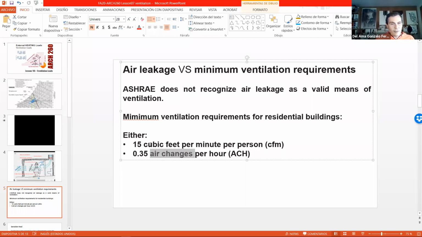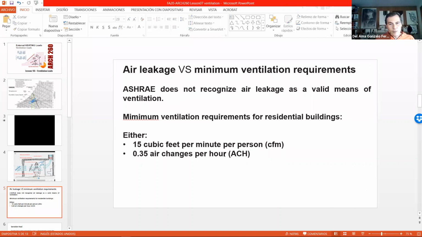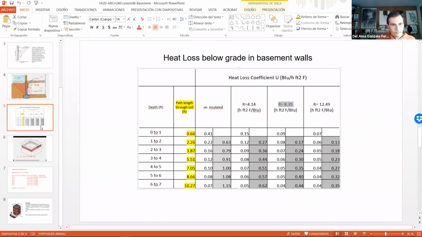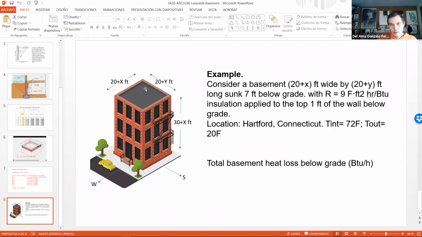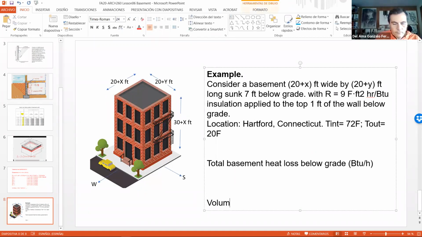So there's a relationship between cubic feet per minute and air changes per hour. We need to know the volume of our building. For example, if this is our building, the volume is 20 something times 20 something times 30 something. So this is the volume of the building. The volume equals, let's say, 20 times 20 times 30. And this is cubic feet.